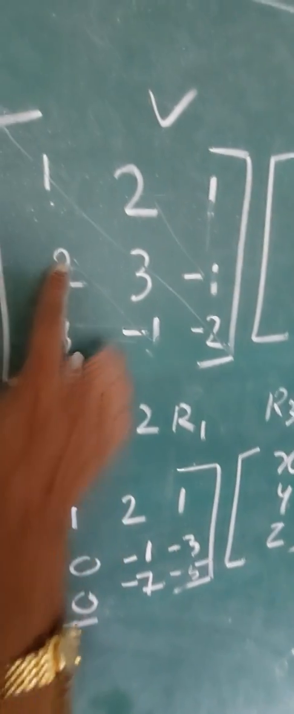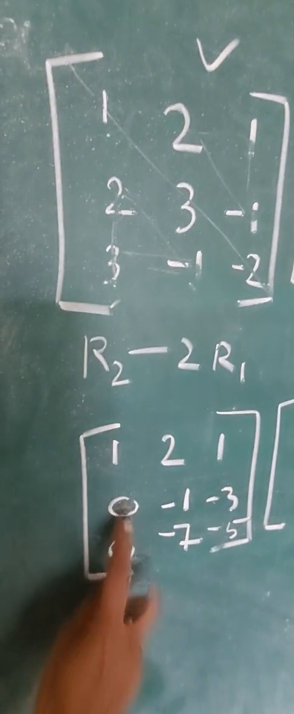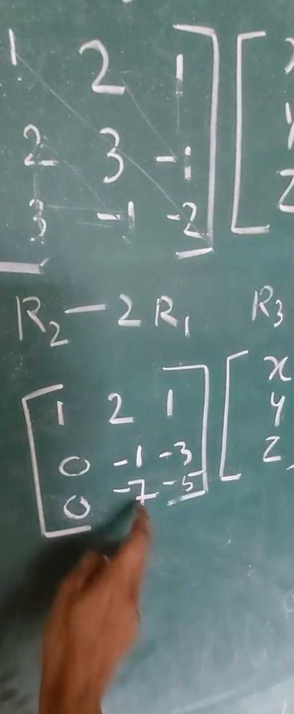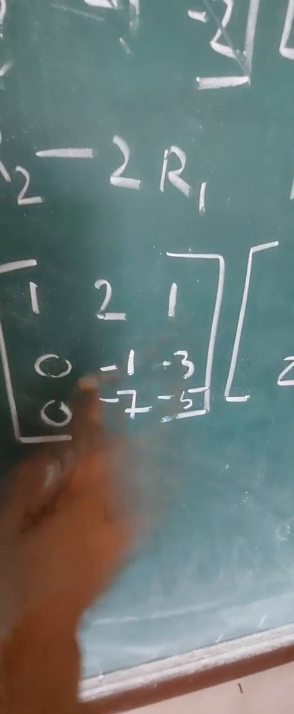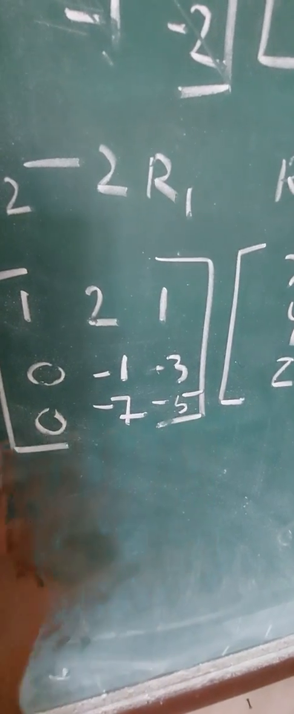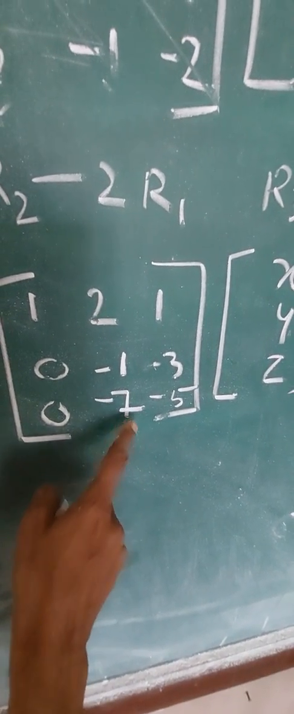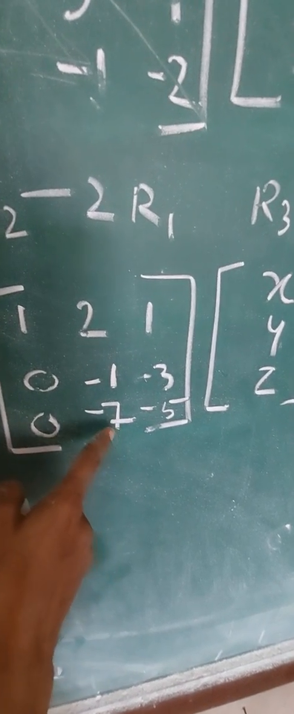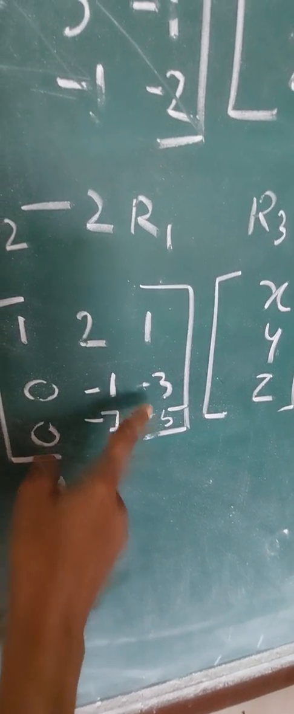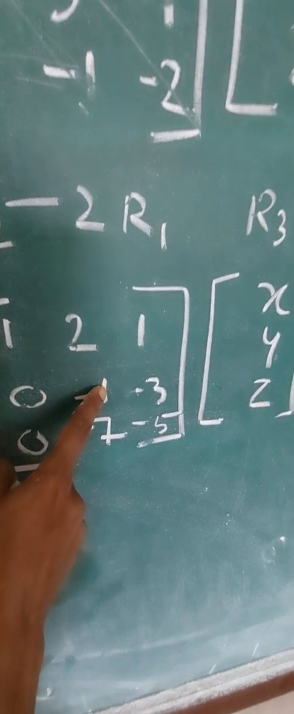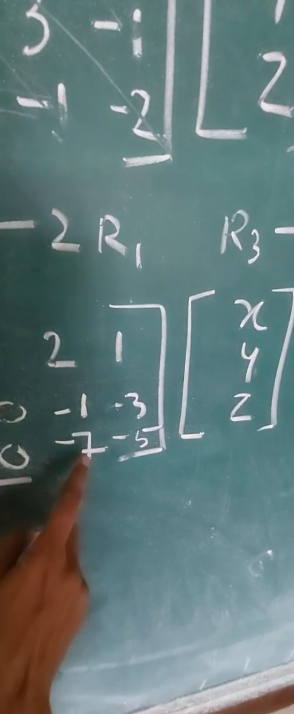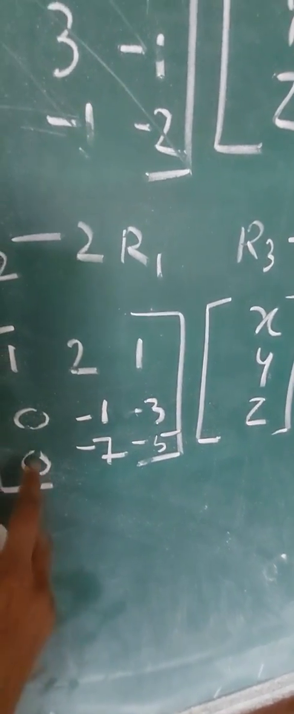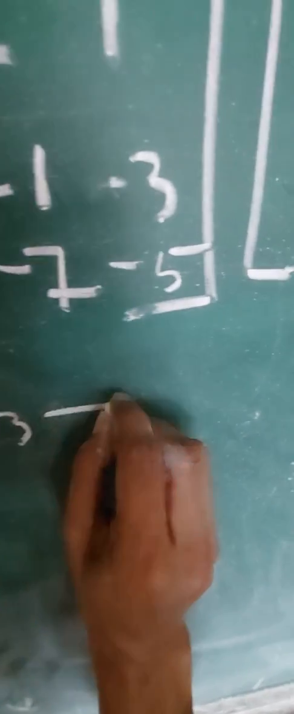Our aim is making these three 0. Out of these, two are 0. Now we are to make this minus 7 into 0. First row no change, second row no change. Only here we are making changes for making this into 0. For making minus 7 to 0, we will subtract R3 minus 7 into R2. Then minus 7 minus of 7, minus 7 plus 7 will be 0. So, we are doing R3 minus 7R2.